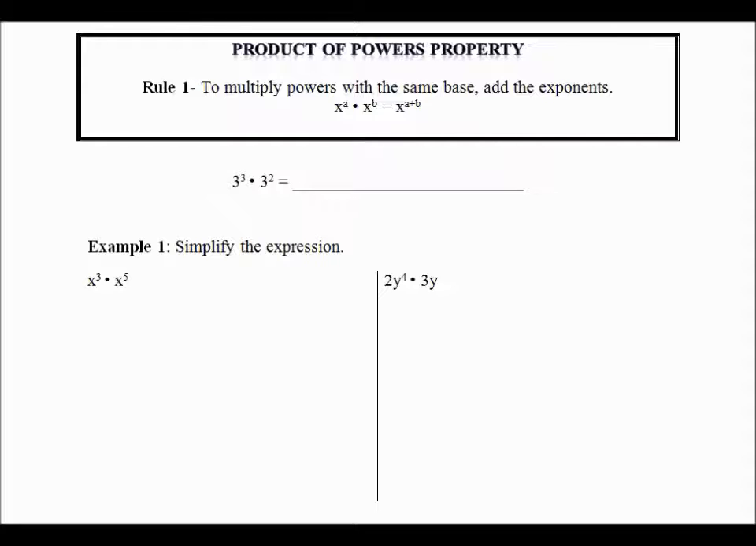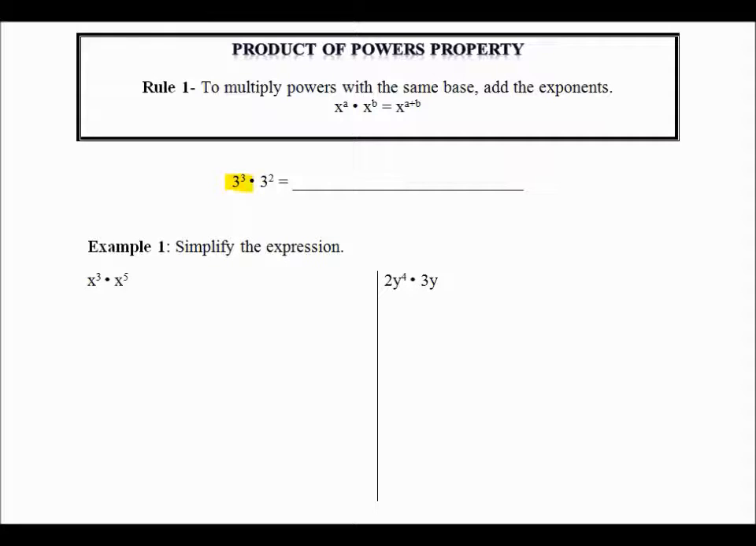This first rule that we're going to look at, rule number 1, says to multiply powers with the same base, you simply add the exponents, and that's what we're going to do. Now you may be wondering, where does that come from? I have something here to show you where that comes from.